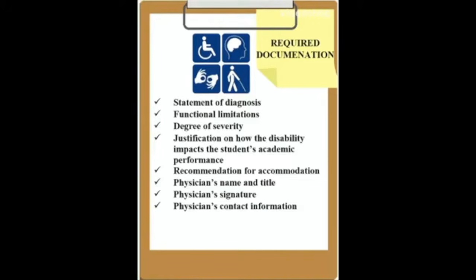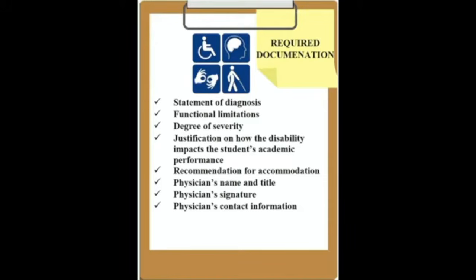So what exactly constitutes a disability? According to federal disability laws, a disability is an impairment that limits one or more major life activities. So when we say major life activities, that could include walking, speaking, hearing, learning, concentrating, or communicating. Students requesting accommodations must provide proper and adequate documentation of their disability.